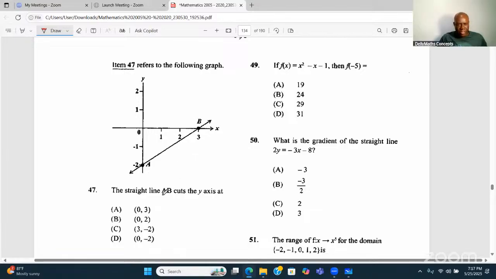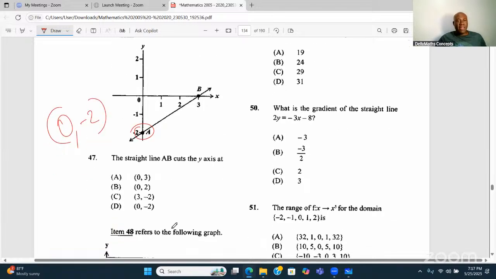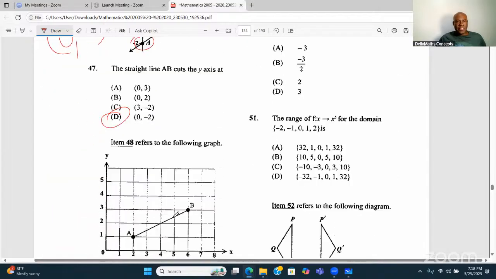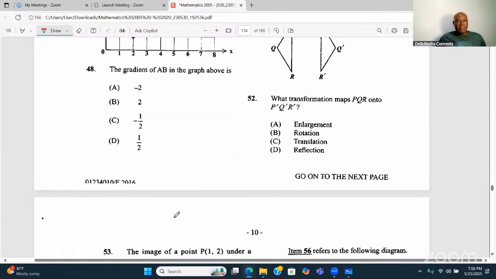47 says the straight line AB cuts the y-axis here. And what is the coordinate? Every y-intercept has a 0 first, and then that number. So the answer there is D for dog. All right. D. 47, somebody said C. Be careful. 47, take a look. It is definitely D, right? Oh, I think you're answering 46, maybe. I think so.